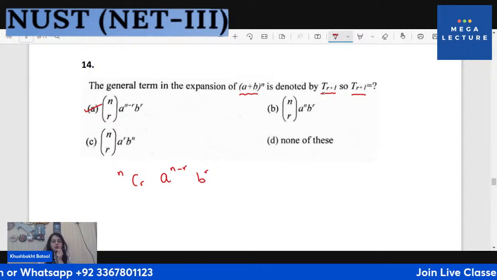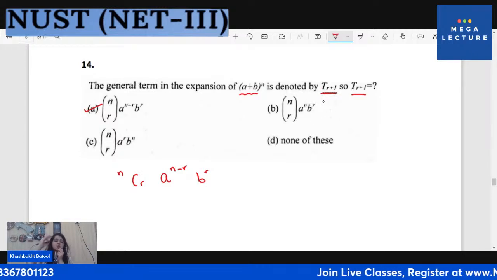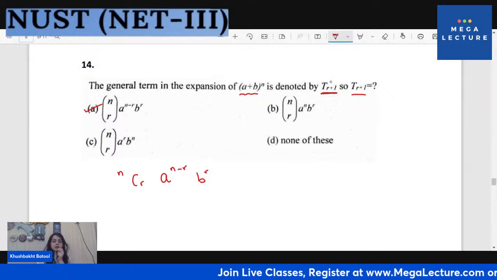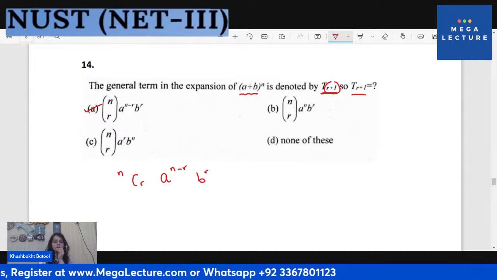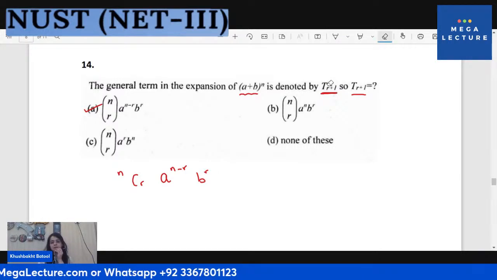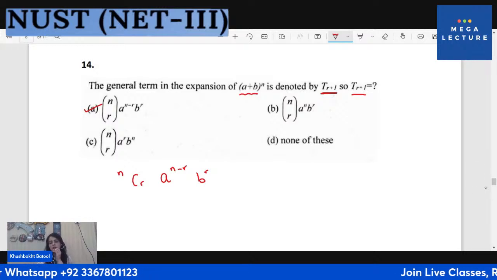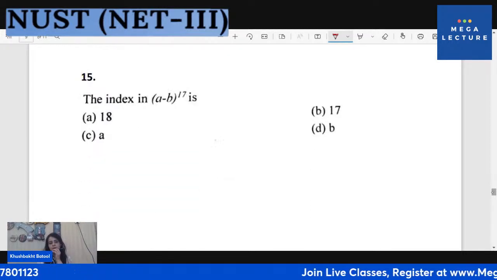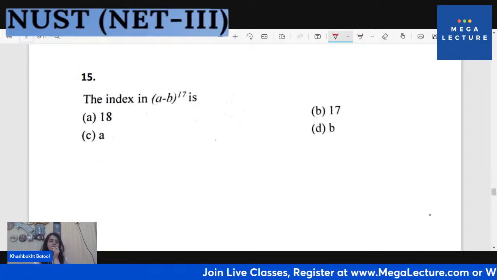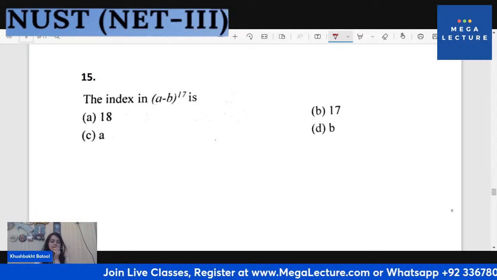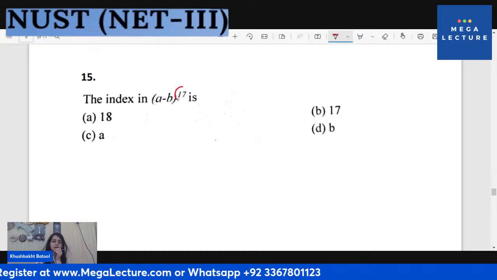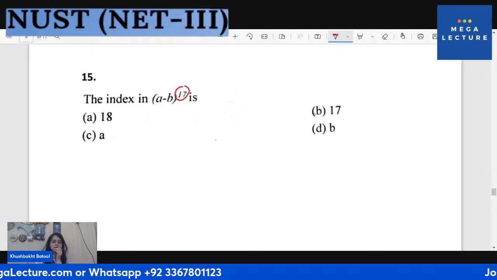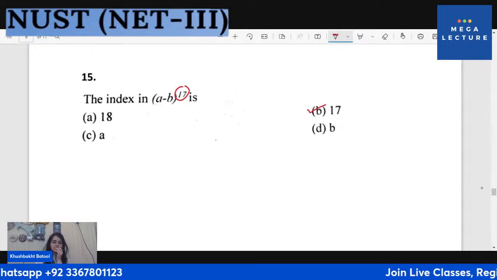We already know that we write it down this way because it is 1 more than r. The number of the term is always 1 more than r, but that does not make any difference in the general formula, right? The general formula is going to remain the same. All right, okay, let's look at the next question. The 15th question says the index in (a minus b) power 17 is. Now the index is basically the power. The power is 17, so the answer is going to be D in this case.